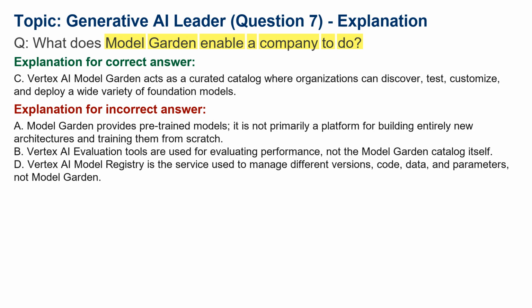A. Model Garden provides pre-trained models. It is not primarily a platform for building entirely new architectures and training them from scratch. B. Vertex AI evaluation tools are used for evaluating performance, not the Model Garden catalog itself. D. Vertex AI Model Registry is the service used to manage different versions, code, data, and parameters, not Model Garden.